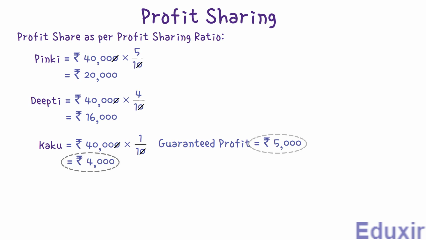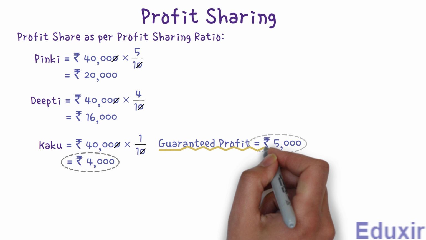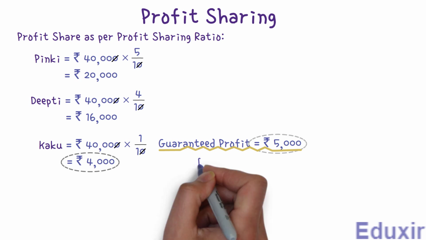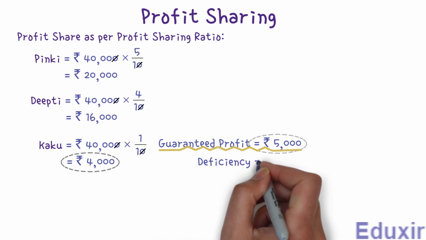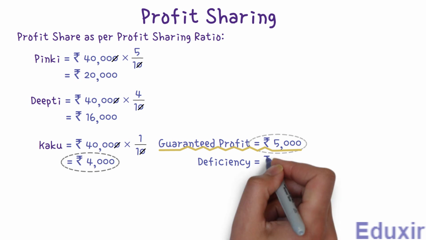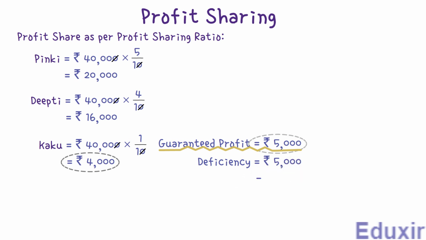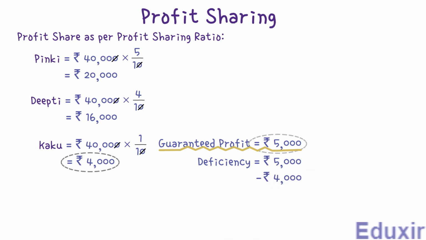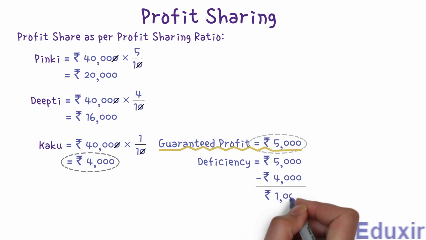In other words, we will reduce the other partner's share of profit and adjust that amount to Kaku's share of profit so that Kaku would get the guaranteed profit amount of 5,000 rupees. By the way, we call this difference in the profit share amount as deficiency. So, the deficiency of Kaku's profit share is his guaranteed profit amount of 5,000 rupees minus his calculated profit share as per the profit sharing ratio, which is 4,000 rupees. Subtracting, we get 1,000 rupees.